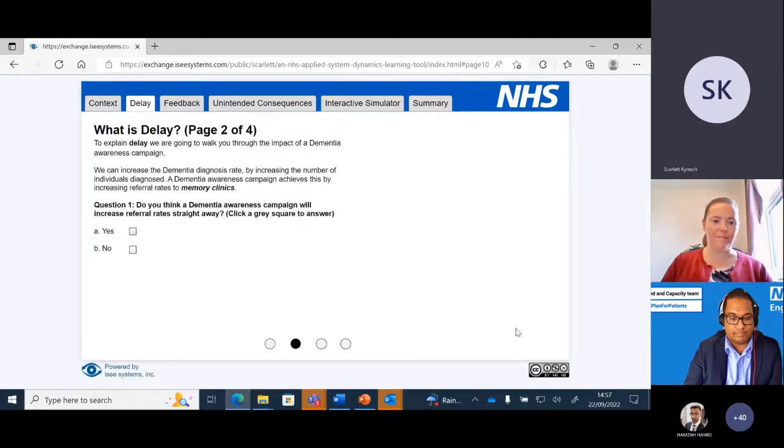So if we can increase the dementia diagnosis rate by increasing the number of individuals diagnosed, and a dementia awareness campaign achieves this by increasing referral rates to memory clinics. So this is where the first question comes in. Do you think a dementia awareness campaign will increase referral rates straight away?